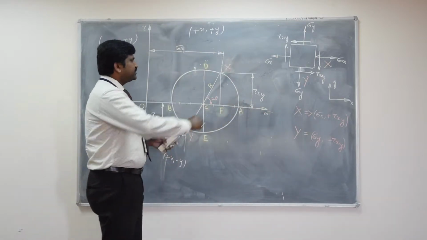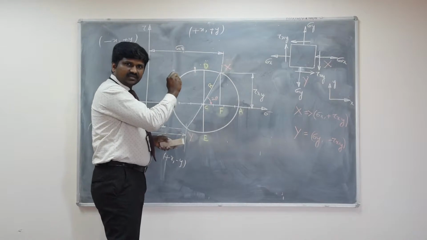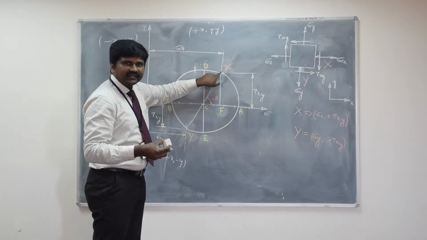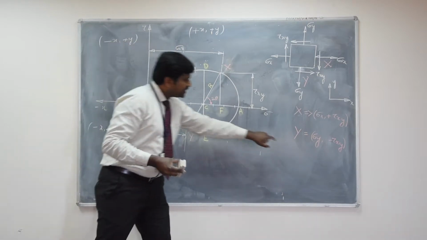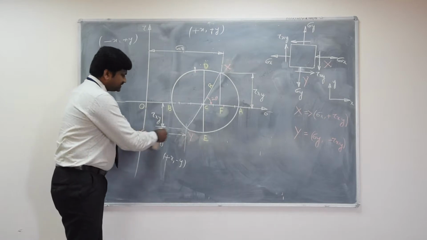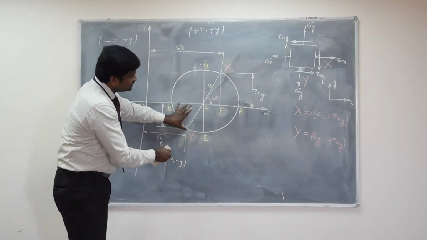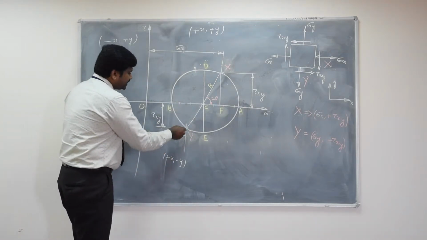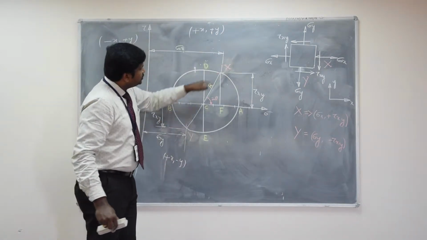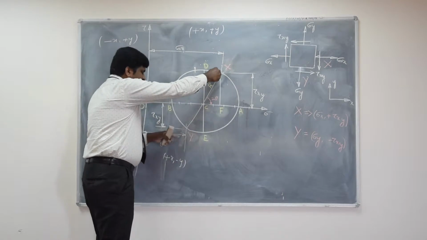Initially, what we do is first we locate a point in the Cartesian coordinate system. Let us assume that we have located the point x here. Similarly, locate the point y. The point y is here. So for y, this distance is sigma y, and this distance is tau xy. After locating the points x and y coordinates, you join them. So draw a line from here to here.